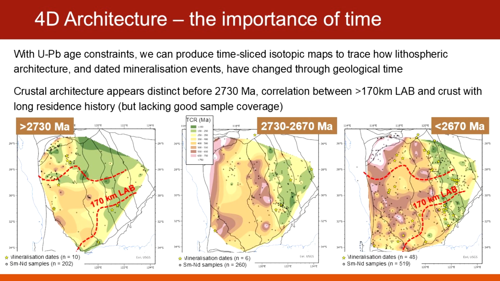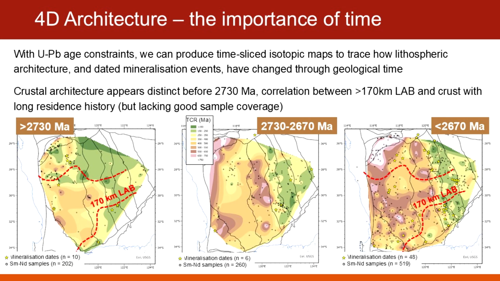But now that we can do these time slices, and the other important thing to note here is that these are actually dated mineralization events that we can also overlay with our isotope contour maps for these time slices, we can actually start seeing differences in how potentially the lithospheric architecture has evolved through time. So this is JP's 170 kilometre LAB boundary. You can actually start thinking that this potentially is being recognised as far back as 2.73, which is kind of exciting.